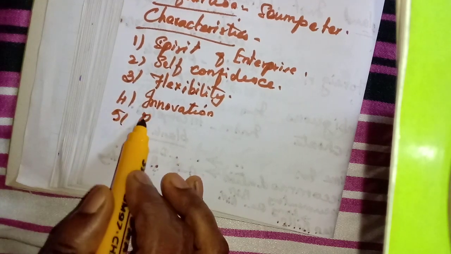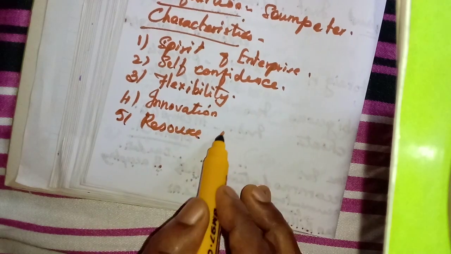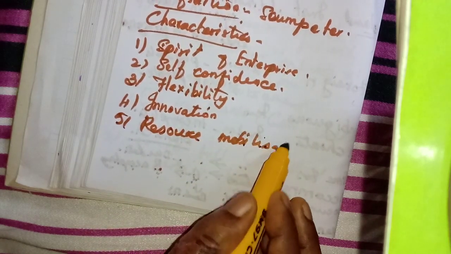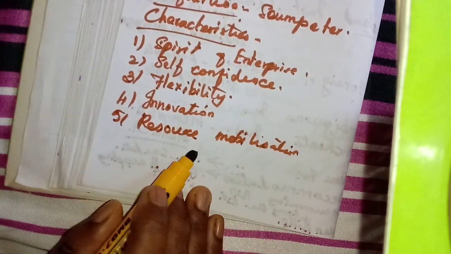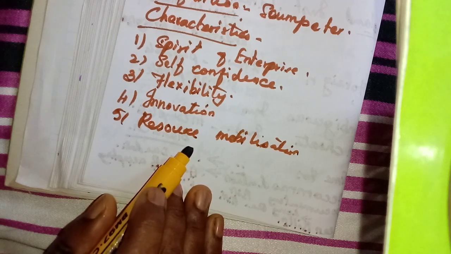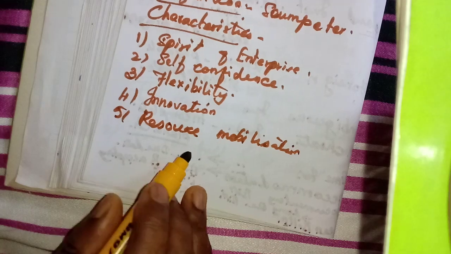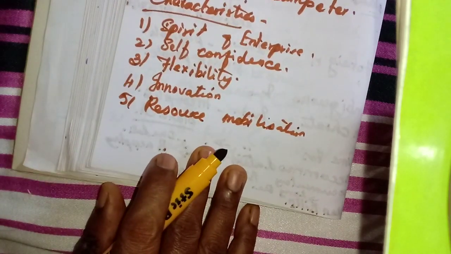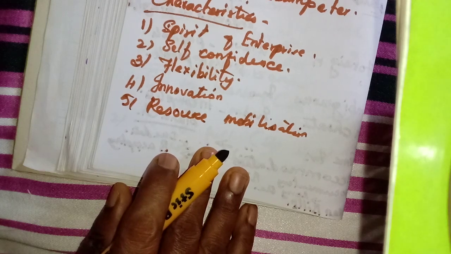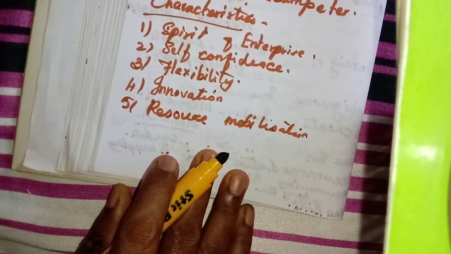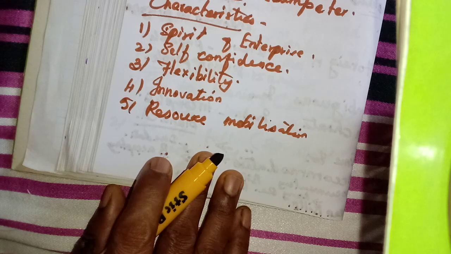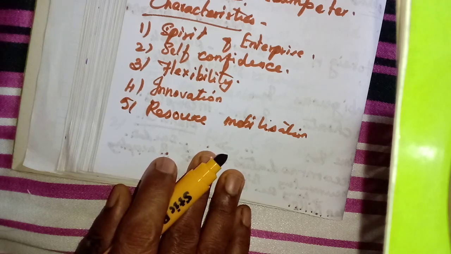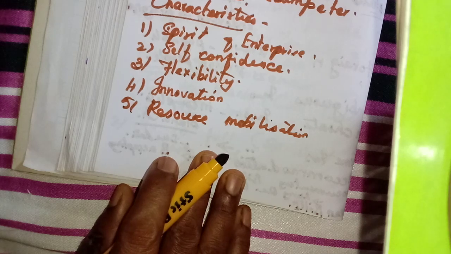Then resource mobilization. We know we have to divide the resources into two: intangible resources and tangible resources. He has to organize, he has to mobilize these two resources. He has to mix up these two resources. What are the tangible resources? They are the money, then material, then the human resources, manpower, then the market, any methods of production. All these are the tangible resources.